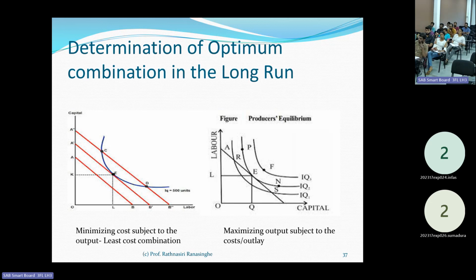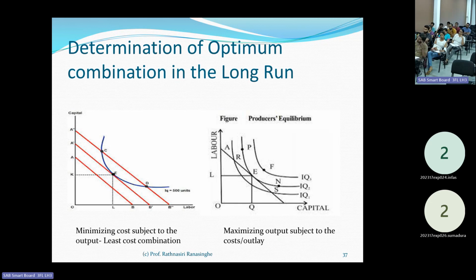Now, what I want to say is that profit mainly depends on the revenue and the cost. Revenue depends on the quantity and the price. The quantity means how much we produce, and the market price is also there. Apart from that, the cost also depends on the factor prices. Therefore, the producer maximizes his profit.